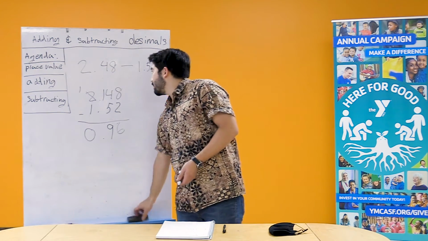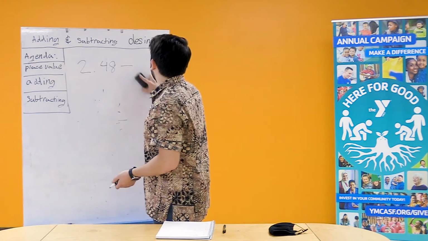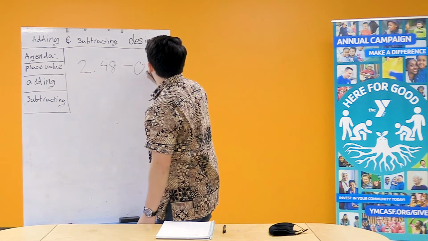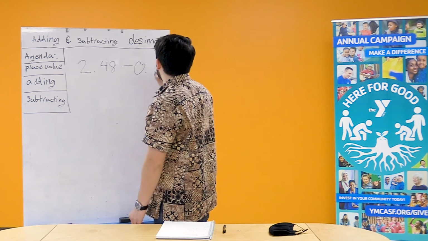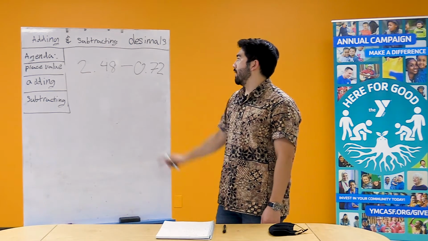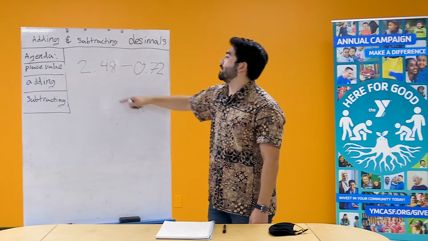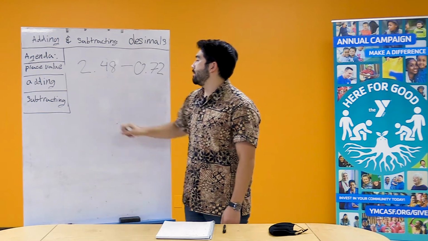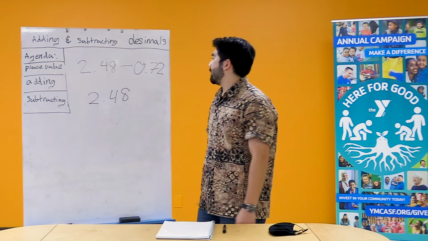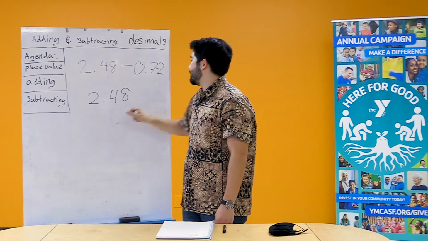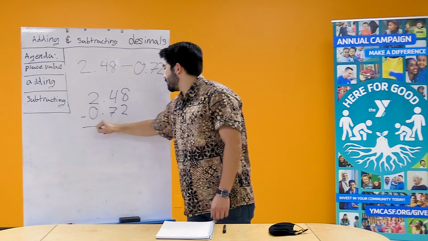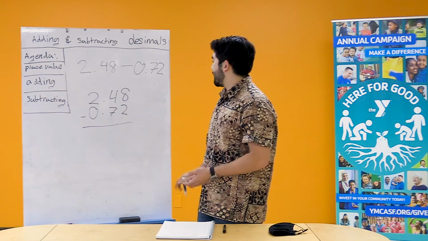Okay. So let's just do one more for the heck of it. And let's go 2.48 minus 0.72. Okay, so here's 2.48 minus 0.72. We're going to first write 2.48, and we're going to line up our decimals and put 0.72 underneath. Okay, and that's just simple subtraction after that.